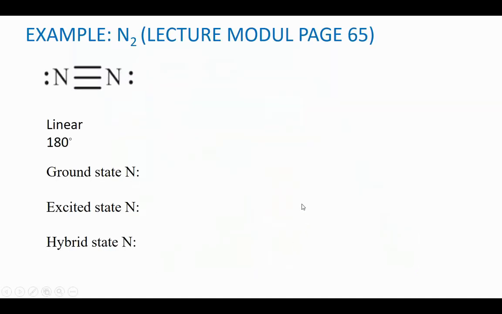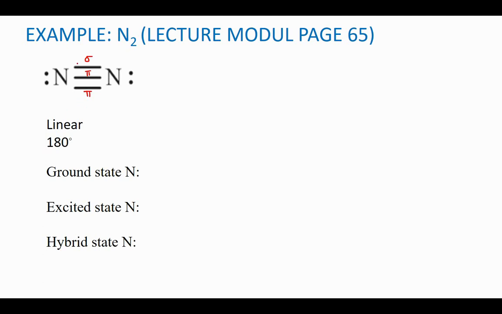So now let's look at this example. This is the example in your lecture module, page 65. So given in your module, nitrogen molecule. So we have a triple bond between the two nitrogen atoms. So as I mentioned earlier, between each nitrogen atom, in each bond wajib ada satu sigma. So kalau ada satu sigma, lagi dua ni mestilah pi bond. Setiap bond wajib ada satu sigma bond. So selebihnya akan jadi pi bond.